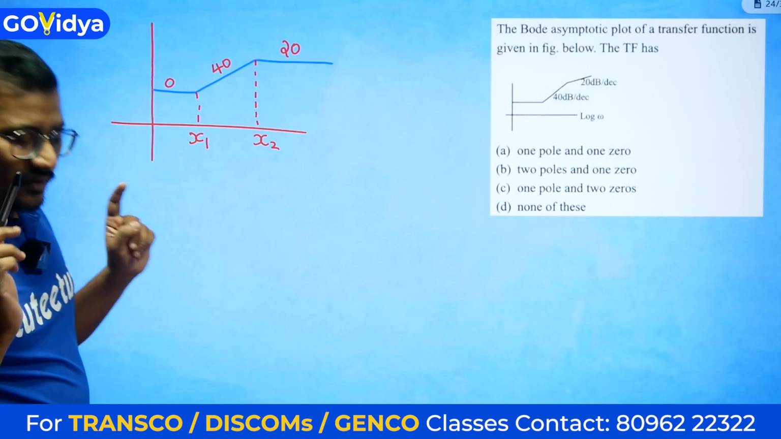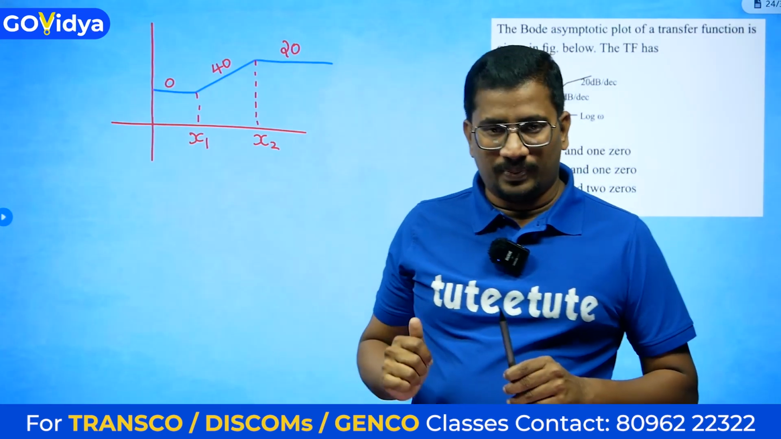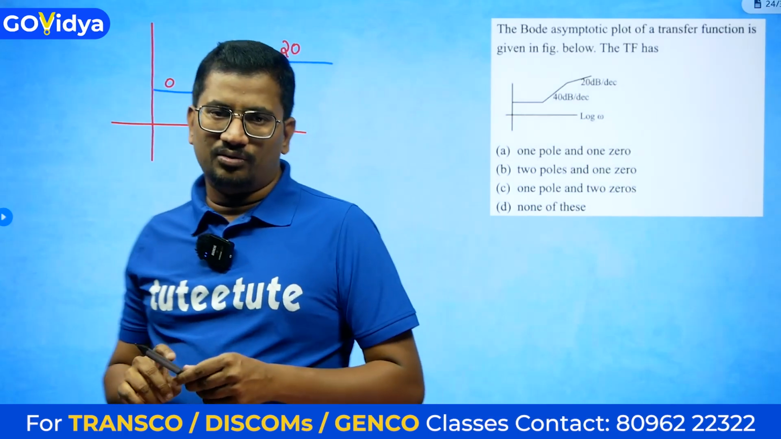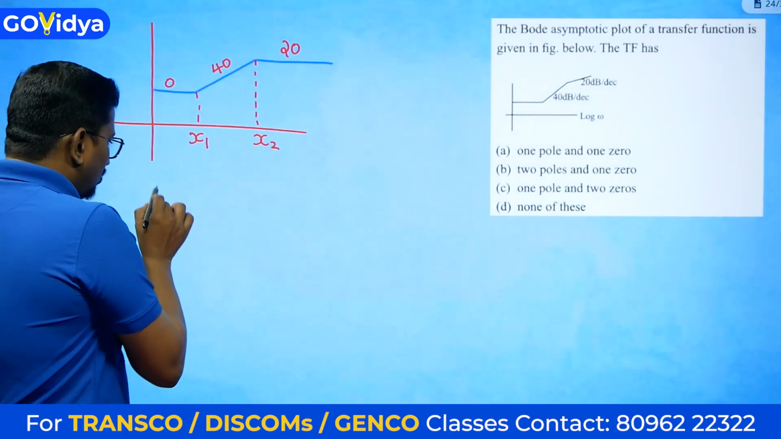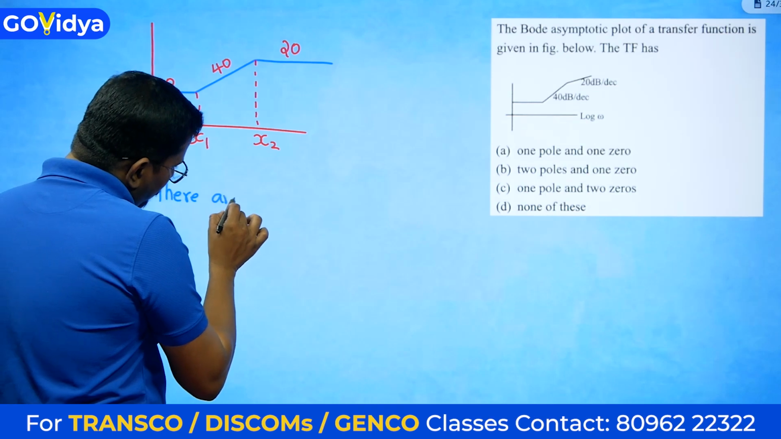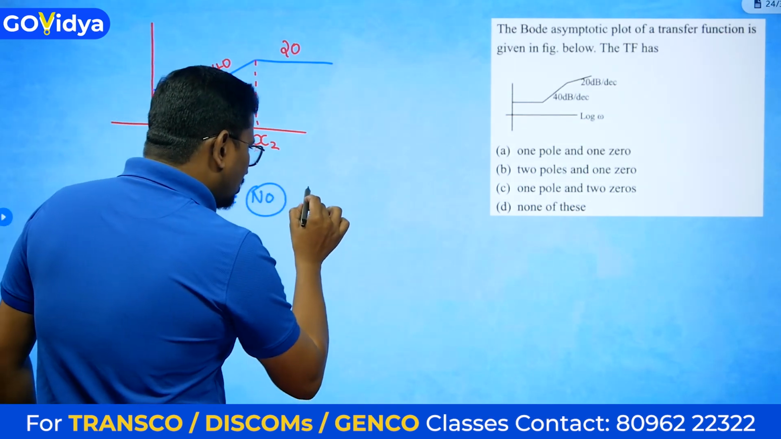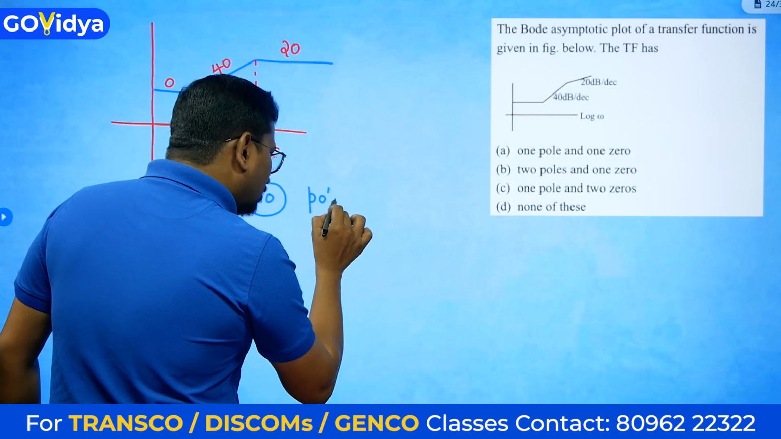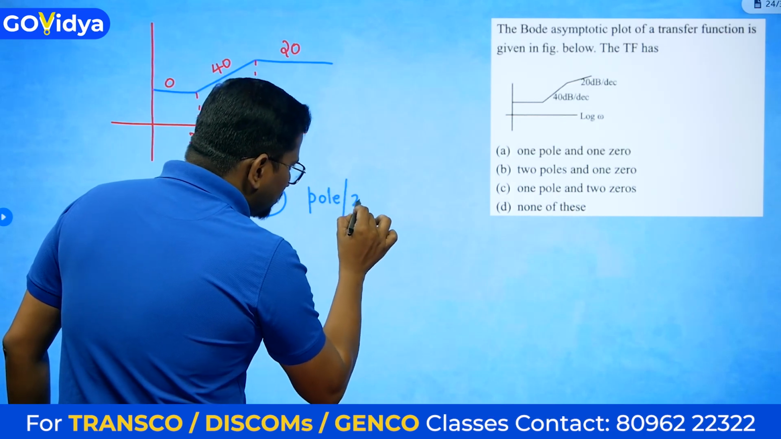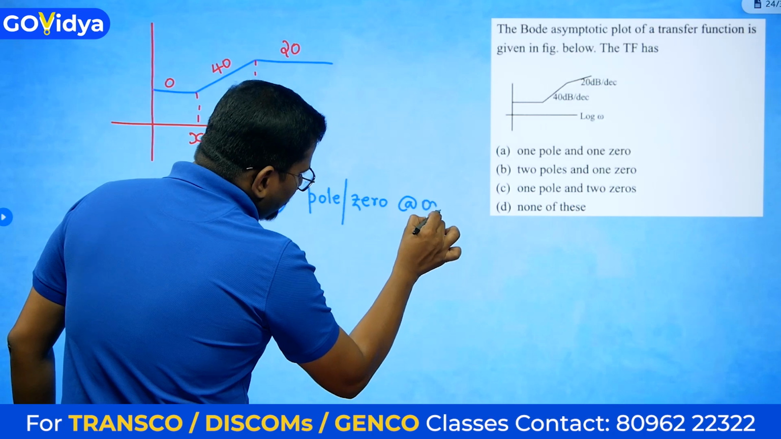If you observe one thing, the initial slope of this Bode plot is 0. Initial slope of the Bode plot is 0 means there is no pole or zero at origin.